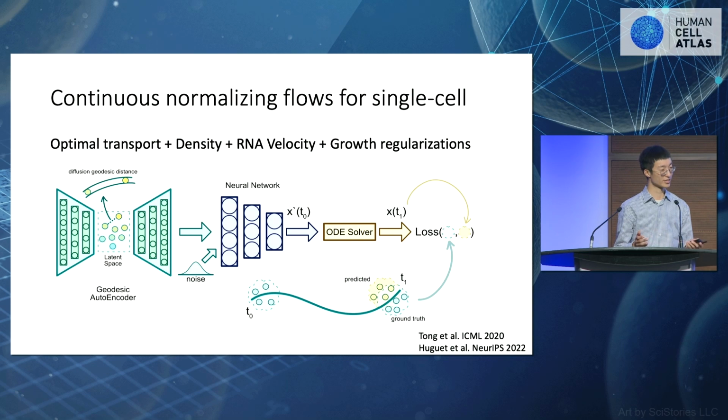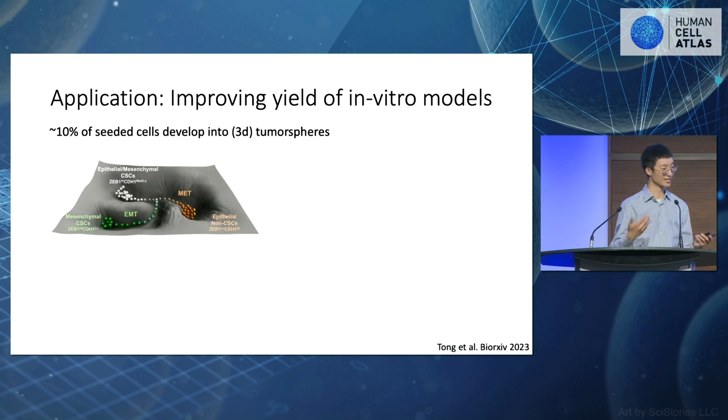Cool. So what can you actually do with these? I'm going to present two methods, two ideas. One thing you could do is try to improve the yield of in vitro models. One of the problems we have is we have 3D cell cultures, and only 10% of the cells you seed actually develop into tumor spheres. But you'd like to increase this yield.